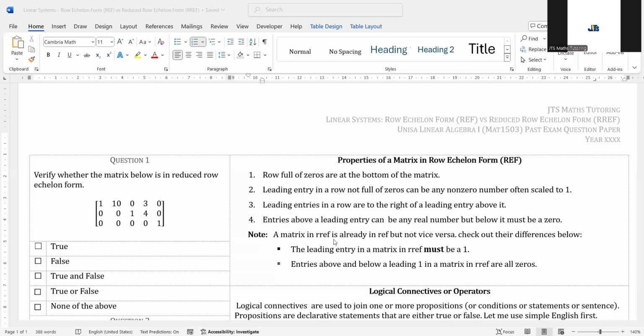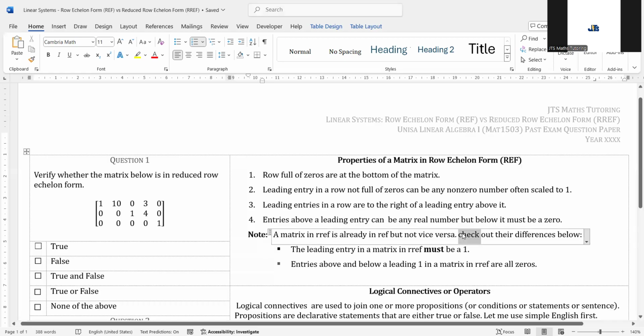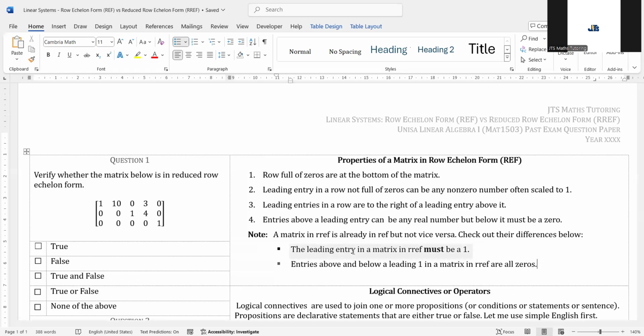A matrix that is in reduced row echelon form is already in row echelon form, but not vice versa. So I want you to check out the differences we have here. The leading entry in a matrix in reduced row echelon form is mandatory now, it must be a 1. All right. And entries above and below a leading 1 in a matrix in reduced row echelon form are all zeros. Right. Take note of that.